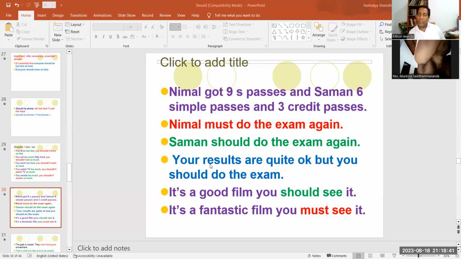It is okay if he retakes the exam, resits for the exam, redoes the exam. Then he can go for better results.